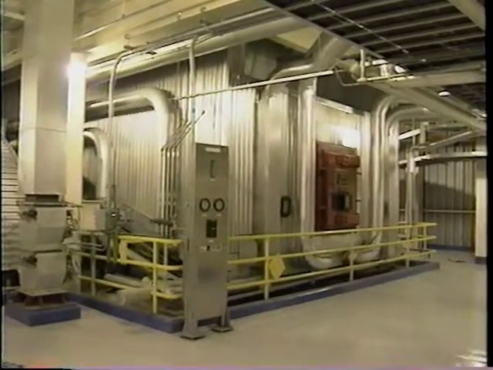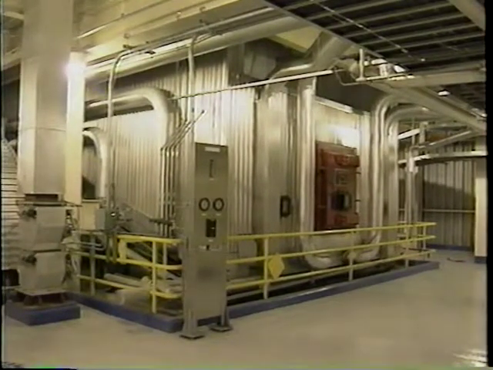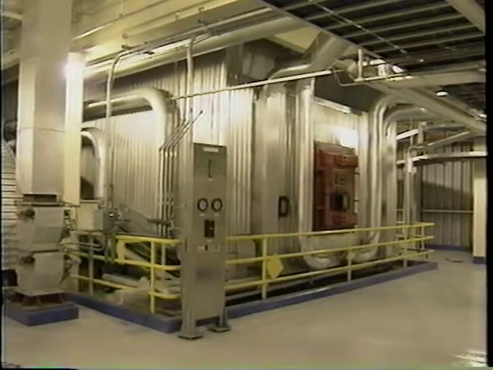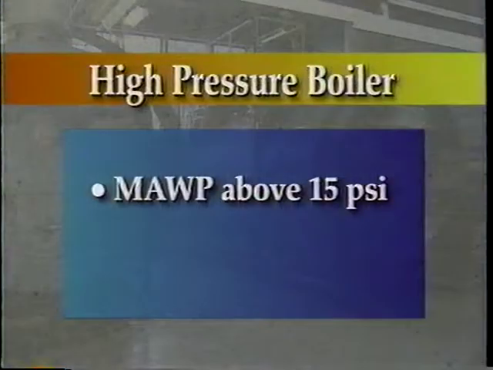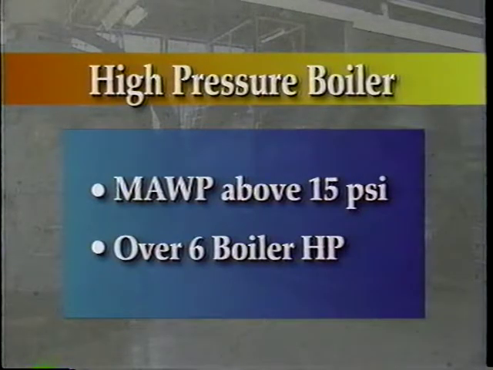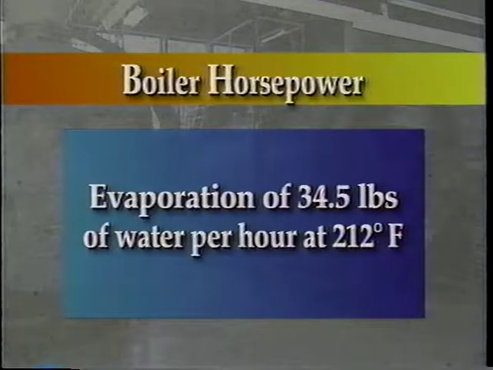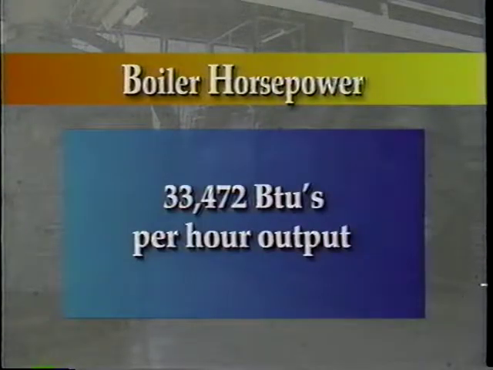High-pressure boilers are commonly used for process loads, with an MAWP ranging from 75 to 700 psi. They have an MAWP above 15 psi and over 6 boiler horsepower. A boiler horsepower is the evaporation of 34.5 pounds of water per hour from and at a feed water temperature of 212 degrees Fahrenheit. 1 pound of water is required to produce 1 pound of steam. A boiler horsepower is also defined as 33,472 BTUs per hour.